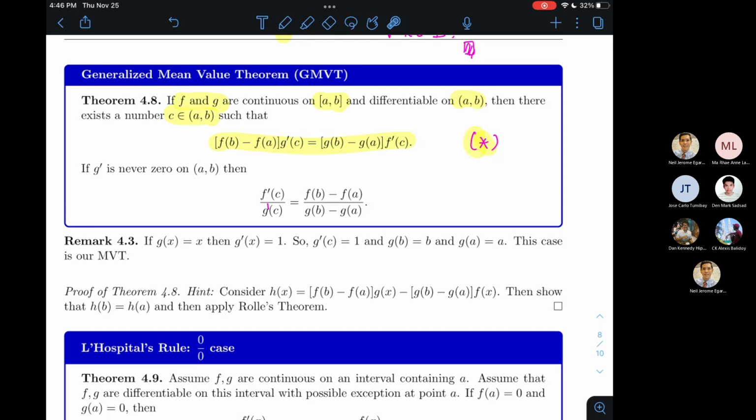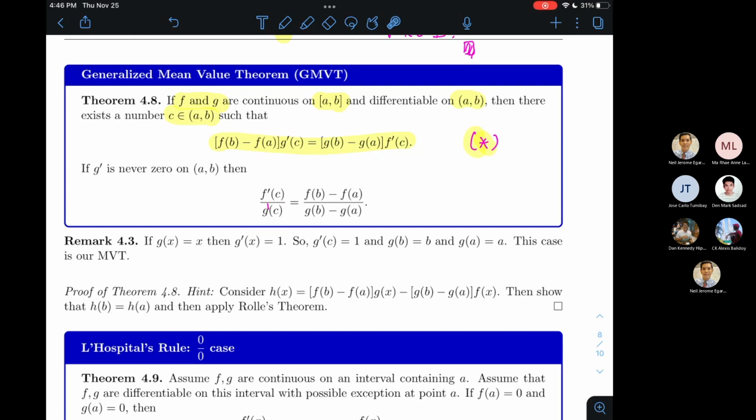Let's see, may mas maganda bang form tong equation na to? Okay. Yeah, I think we'll stick here. The other nicer form for equation star is that we know that g prime is never zero, because if g prime is never zero on the open interval AB, then I can divide both sides by g prime, so kaya may g prime dito.